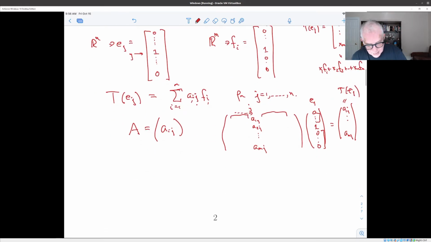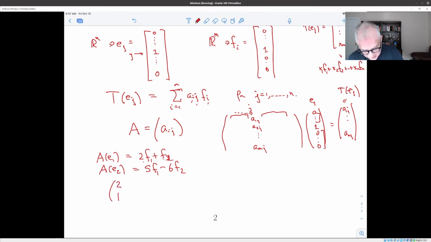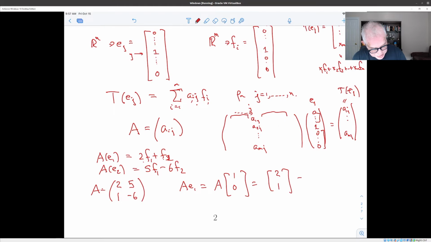If you really want to drive this home, if A of E1 were 2f1 plus f2, and A of E2 were 5f1, minus 6f2, then the associated matrix would be, you take 2 and 1 as your first column, and 5 and minus 6 as your second column. And then you can check that if you let this be A, then A E1 means A times (1, 0), which is going to be, in fact, (2, 1), which is, in fact, 2f1 plus f2 as it's supposed to be, and so on.